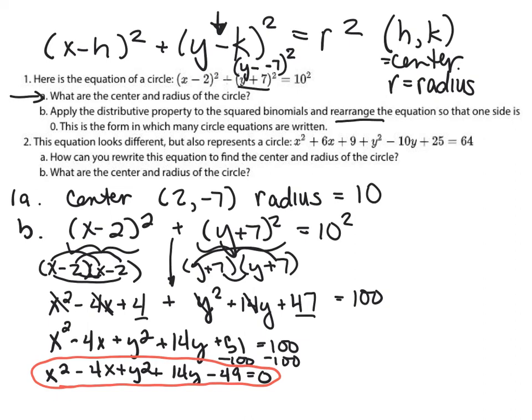All right, I need a new page for number 2. So give me a second. All right, so this equation looks different, but also represents a circle. X squared plus 6x plus 9 plus y squared minus 10y plus 25 equals 64. How can you rewrite it to find the center and the radius of the circle?